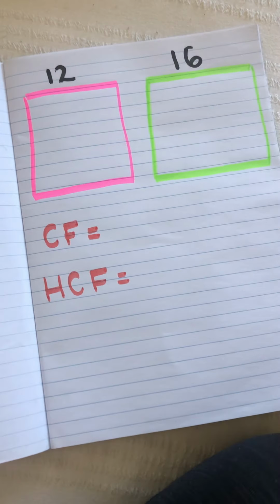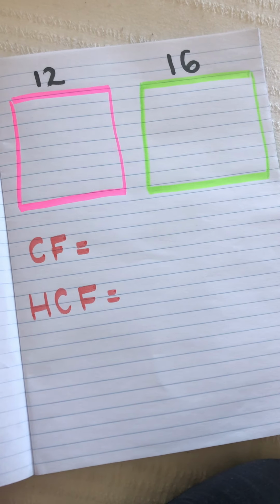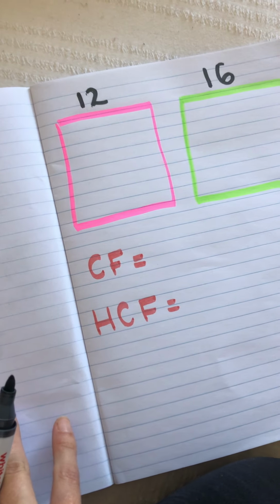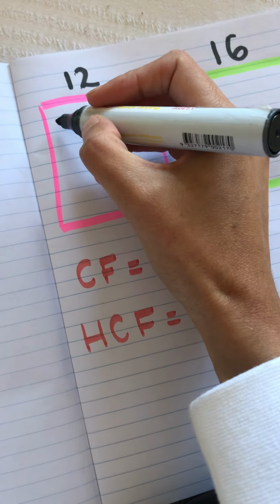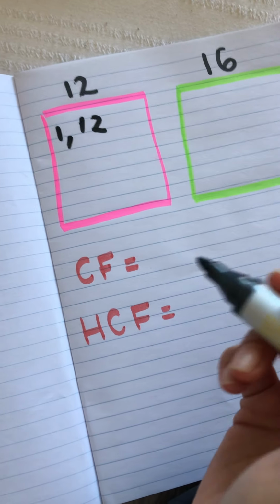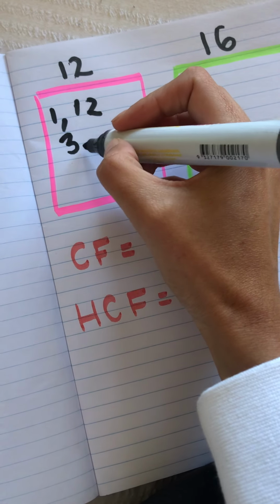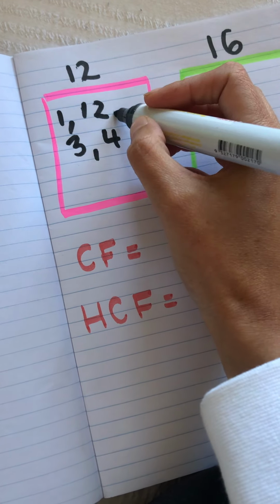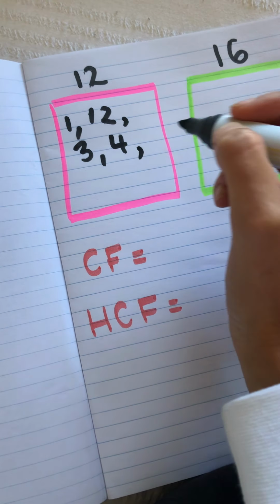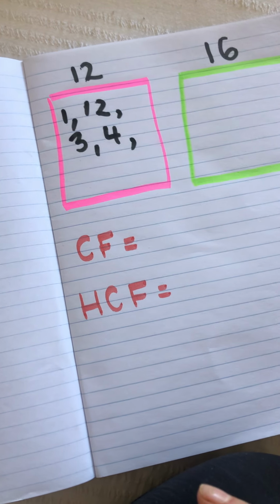So when I look at the number 12, I need to think about what two numbers I need to times together to get my product of 12. Okay, we're going to start off with the easiest. So the first one is going to be 1 and 12, because if I times 1 by 12, I get 12. My second two is going to be 3 times 4. I'm going to make sure I put commas in between them, otherwise it'll look like one big giant number. 3 times 4 also gives you 12.